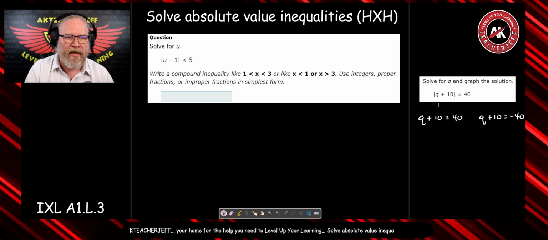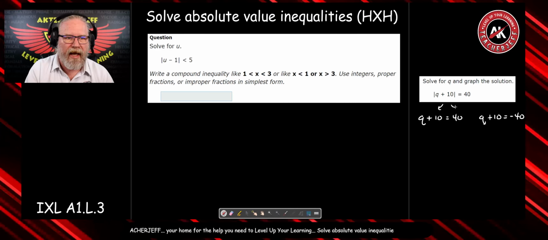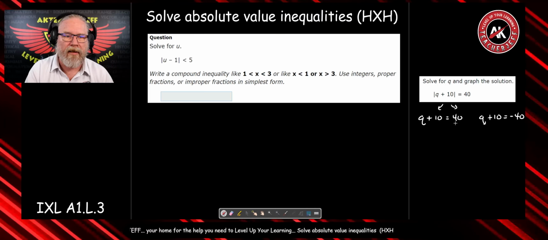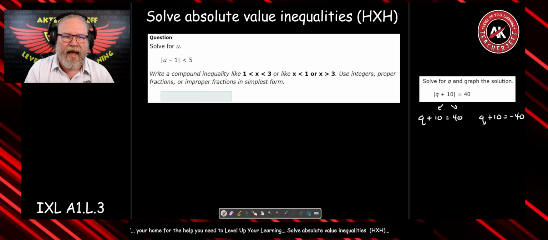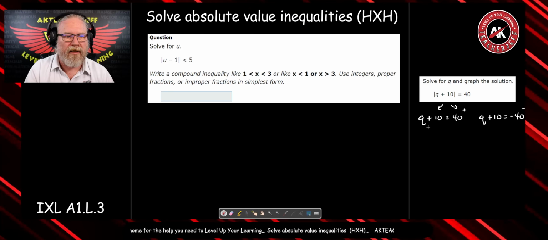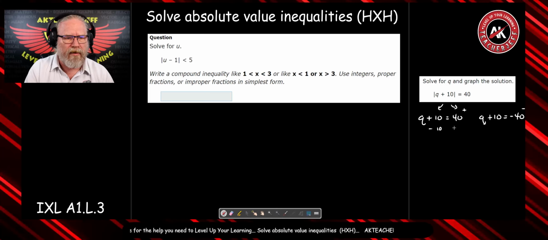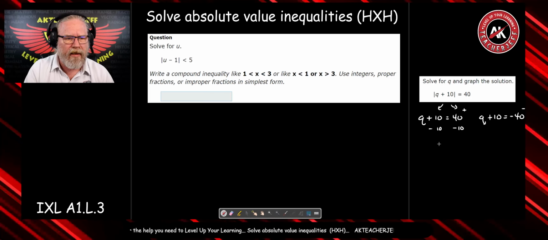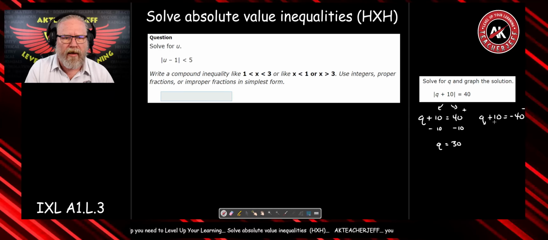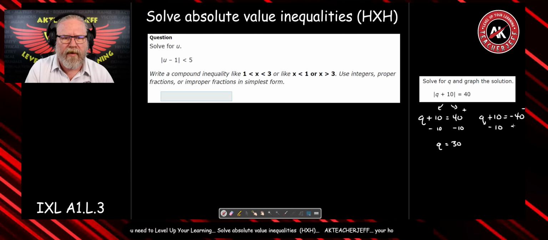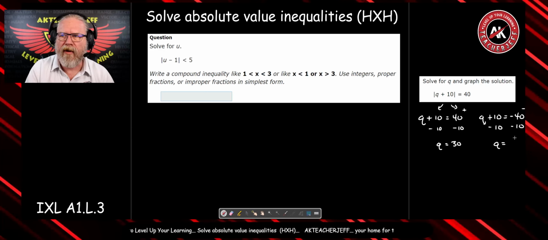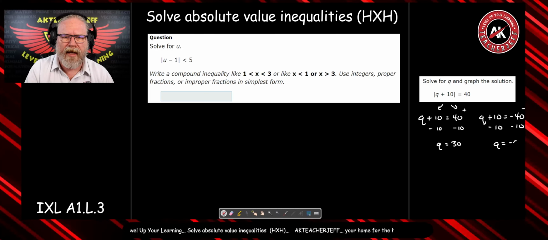So notice what I've done is I've taken what's inside of the absolute value bracket, and I put it into each equation on the left side of the equation. And I've also taken the answer and made a positive form of it and a negative form of it. So let's go ahead and solve these real quick. I want to subtract 10 to get rid of the positive 10. It's going to leave me with just Q. 40 minus 10 is 30. And on the other one, let's subtract 10 from each side. That would leave me with Q on the left, and negative 40, negative 10. It's going to give me negative 50.